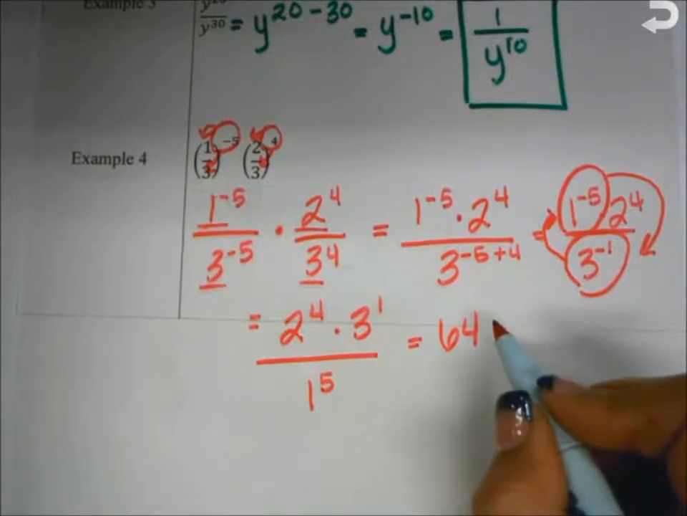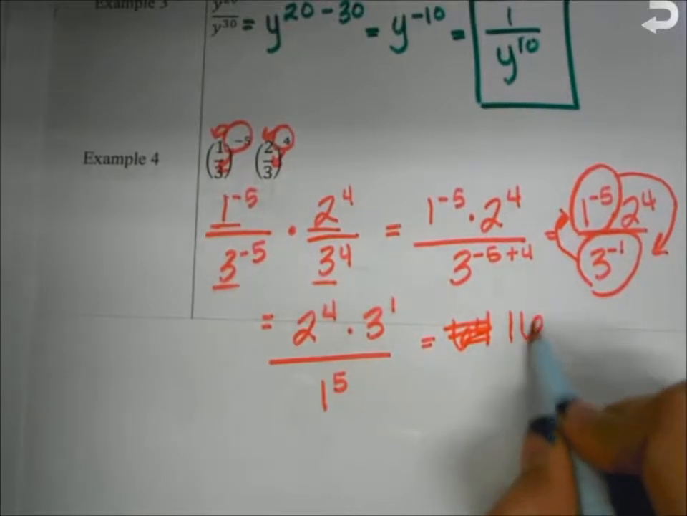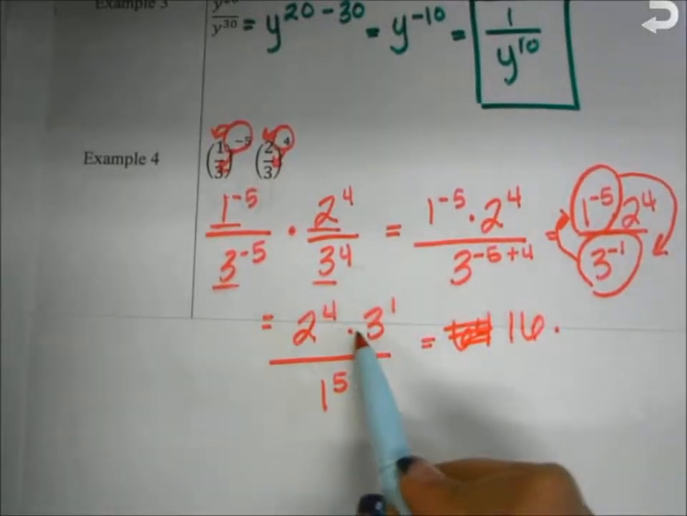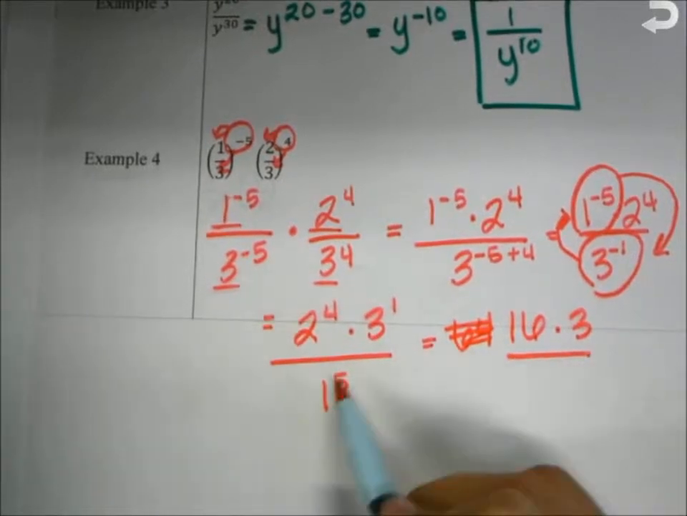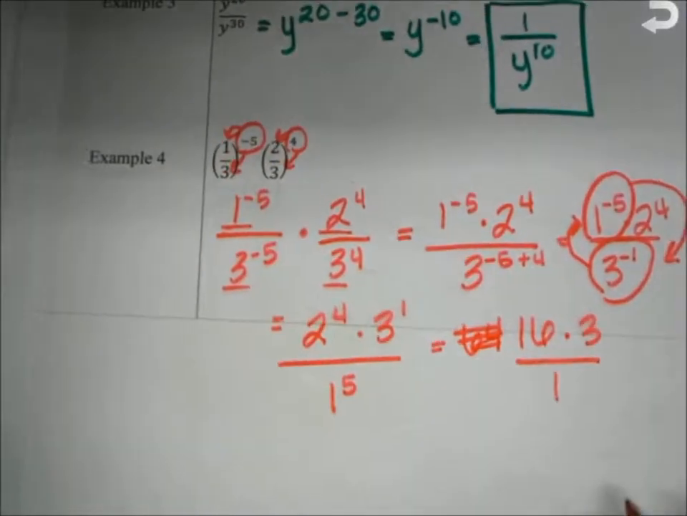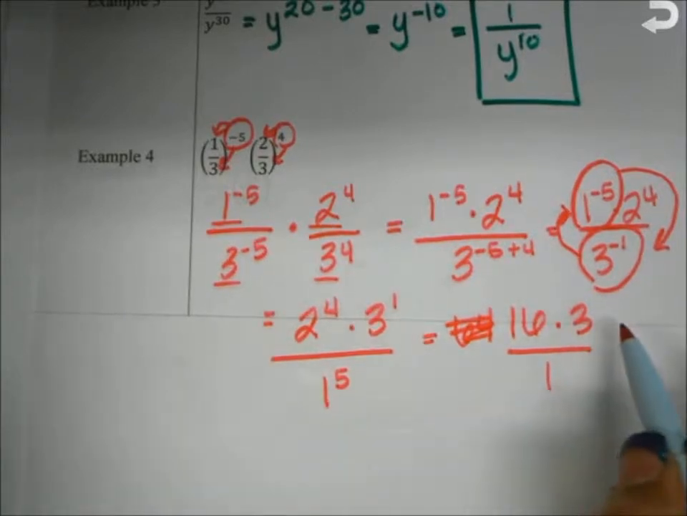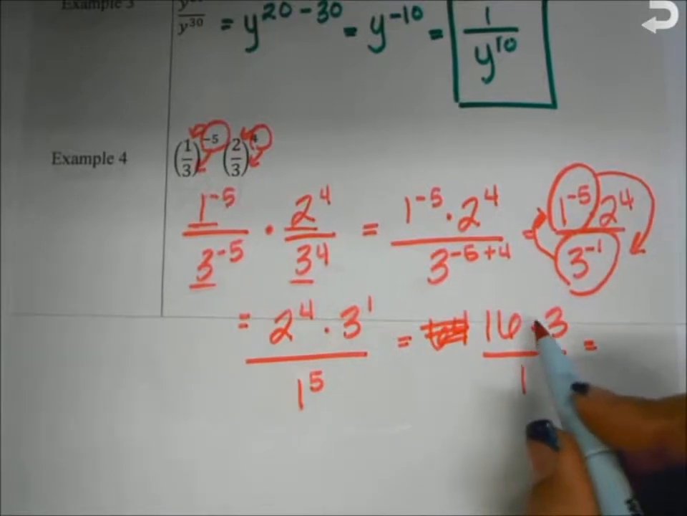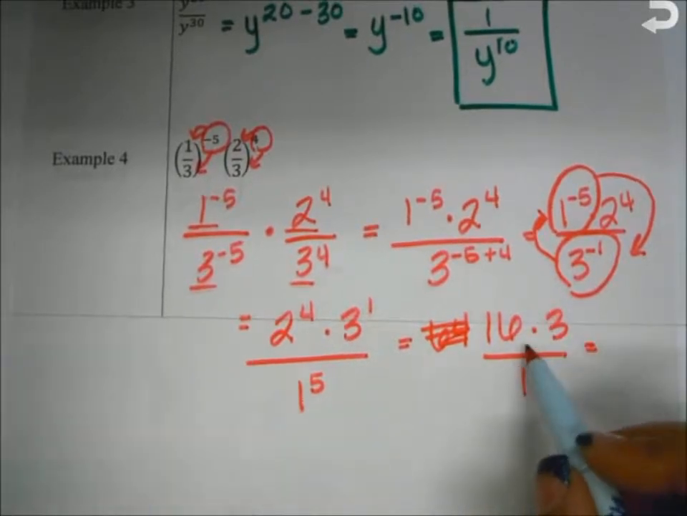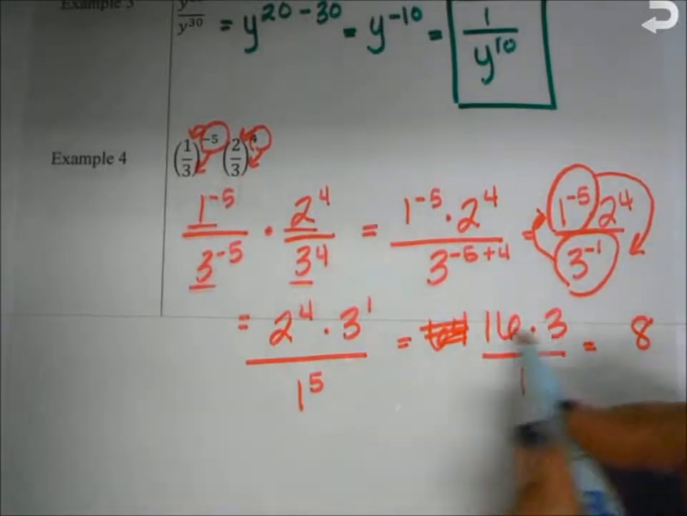gives me 16 times 3 to the first power is just 3, all over 1 to the fifth is just 1. So right now I have 16 times 3, all of that over 1. Whenever a number is over 1, we can just write it as the numerator, so all we have to worry about is 16 times 3. 6 times 3 gives me 18. 3 times 1 plus 4, 48. So my answer in this case is going to be 48.